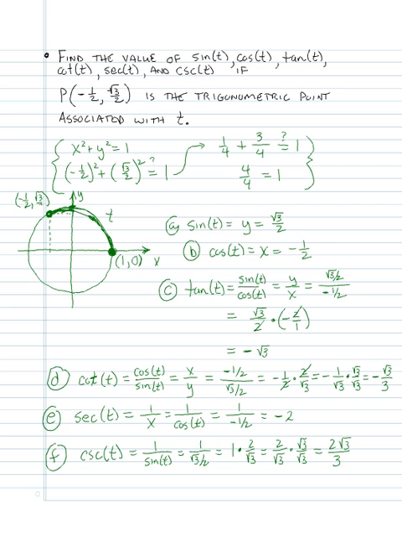And so now we've calculated, we don't know t, but we know the trig point. We know where t leaves us on the unit circle, and so all we really need to know is that first and second coordinate to calculate all these.